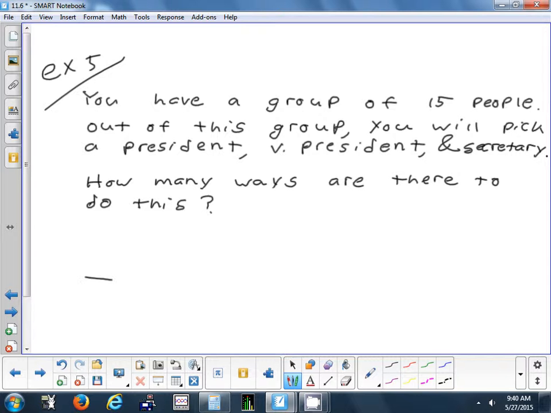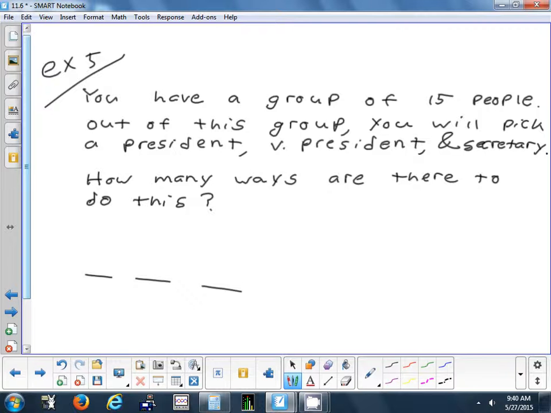Right, so you've got 3 spots available. How many choices do you have for president? 15. You have 15 different choices. Now, once you pick the president, how many choices would be left for vice president? 14. Because you can't have the same person be president and vice president.